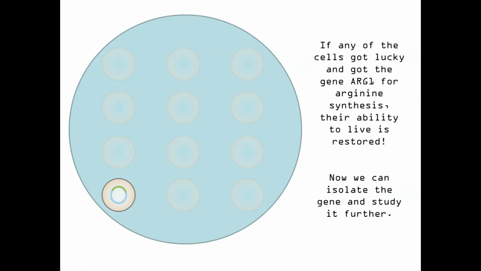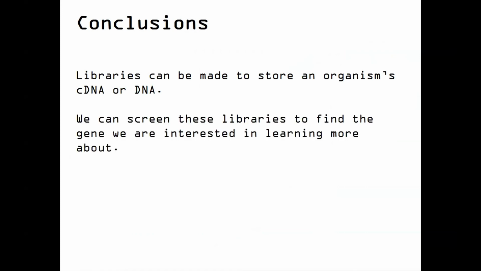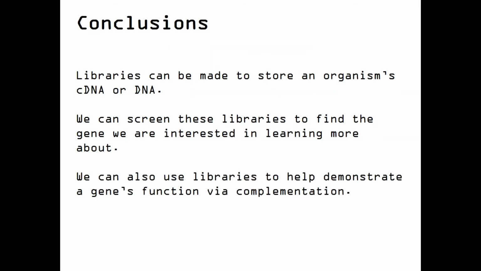Okay, so some conclusions to take away from this. Libraries can be made to store an organism's cDNA, so expressed DNA, or just regular genomic DNA. We can screen these libraries to find out more about things that we're interested in. We can use them to learn more about what is causing a particular phenotype. And we can also use these libraries to demonstrate a gene's function via complementation.